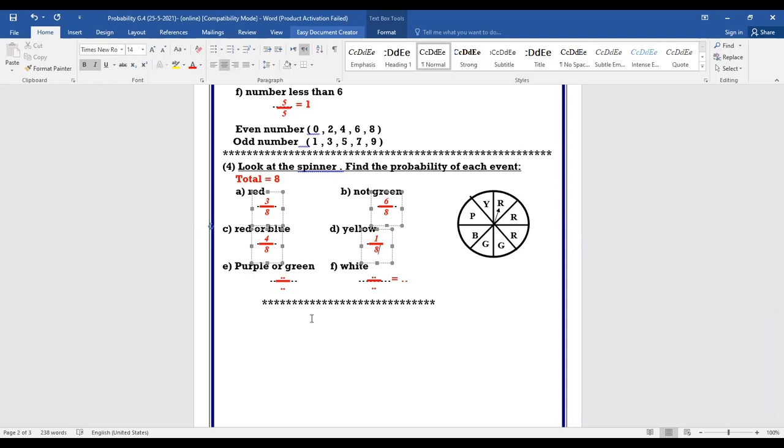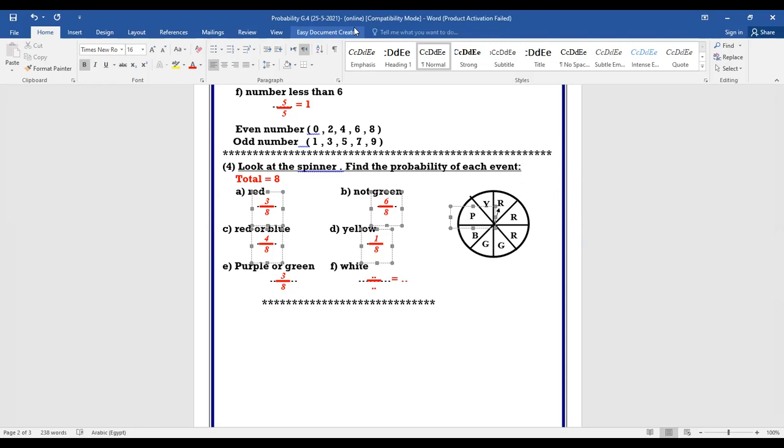Yusuf. Purple or green? Both of them. How many purple and green in this spinner? We have 1 purple here and 2 green. It will be 3 out of the total number 8. Okay, 3 out of 8.